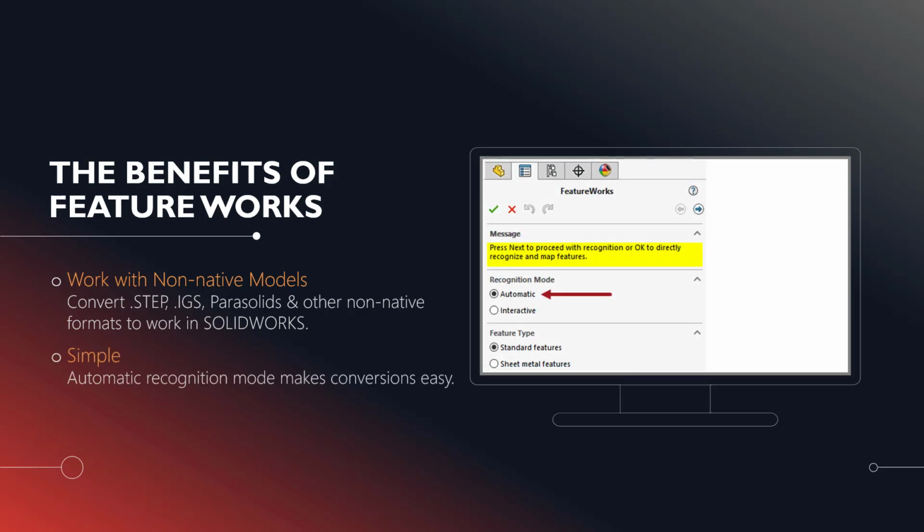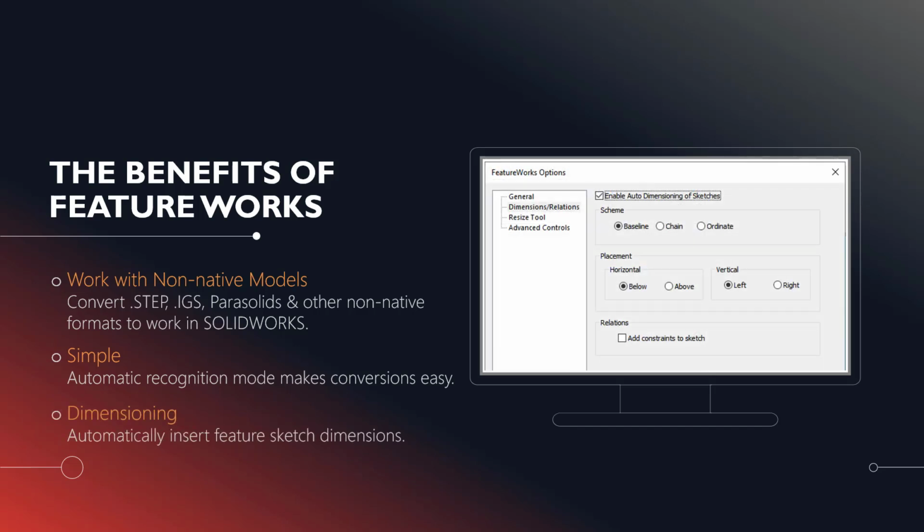So automatic recognition mode is going to be what we're looking at today, and we're going to look at two different modalities of automatic recognition. So you'll get to see two different methods of that approach today. And in addition to creating features, SOLIDWORKS will also create the sketches that build those features. And of course, you can also dimension those sketches. So with one quick and easy tool, you can take a non-native format and make it an almost fully defined model that's completely parametric if you want.